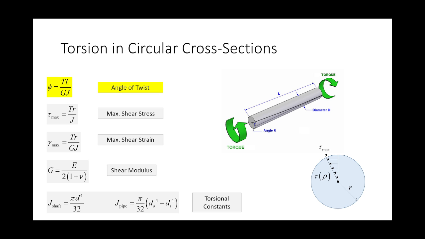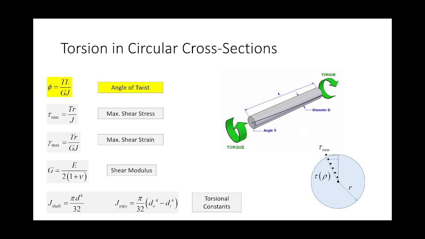J is the torsional constant, and for circles, it's the polar moment of inertia. The polar moment of inertia for a circle is pi d to the 4th over 32, or for a pipe, it's pi over 32, and it's sort of the same thing we did with the area: the outer diameter minus the inner diameter. You can do the J on the outside minus the J on the inside. So that's the maximum shear stress.